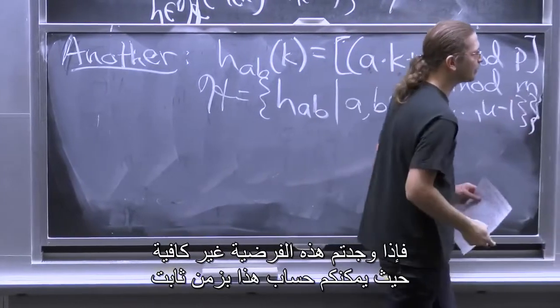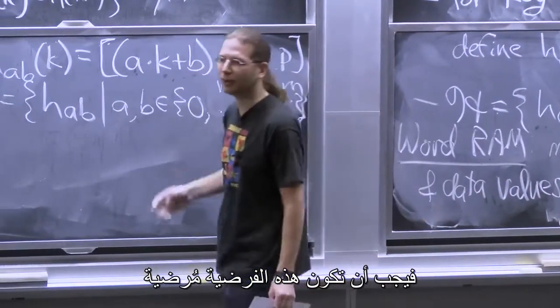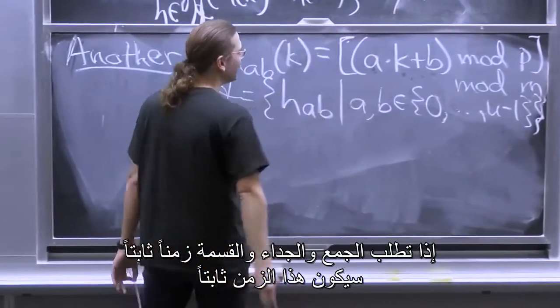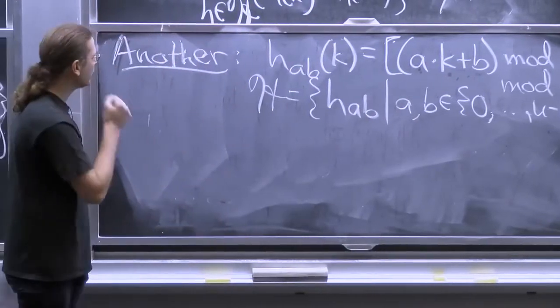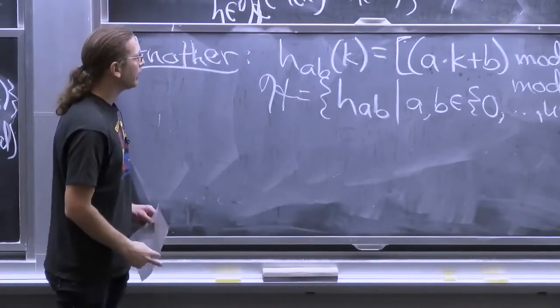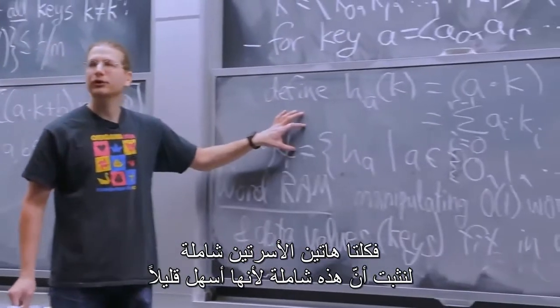Okay, so if you're not happy with this assumption that you can compute this in constant time, you should be happy with this assumption. If you believe in addition and multiplication and division being constant time, then this will be constant time. OK, so both of these families are universal. I'm going to prove that this one is universal because it's a little bit easier.